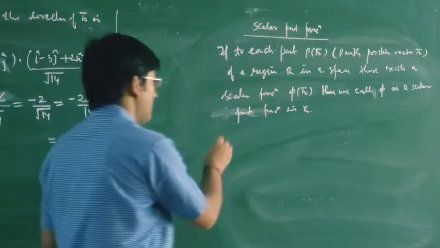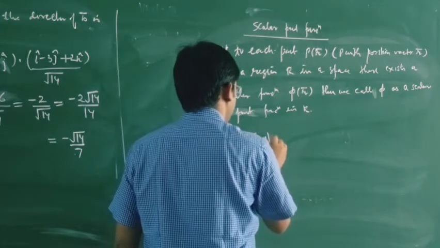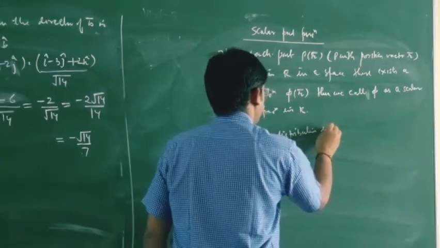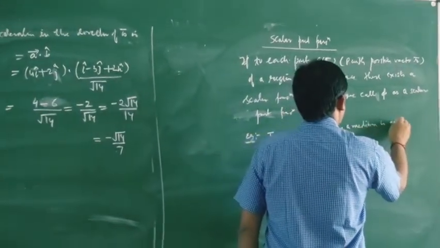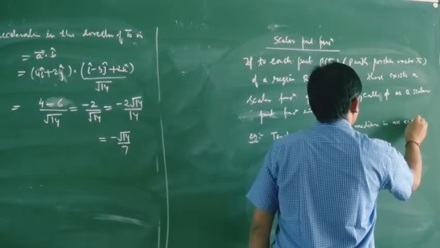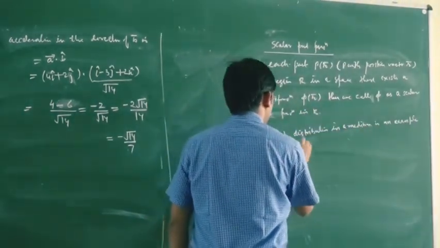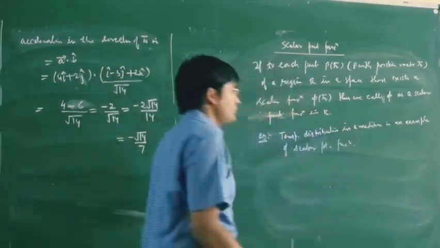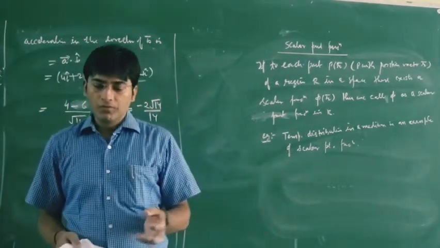For example, the temperature distribution in a medium is an example of a scalar point function. So the temperature distribution in a medium is an example of your scalar point function.